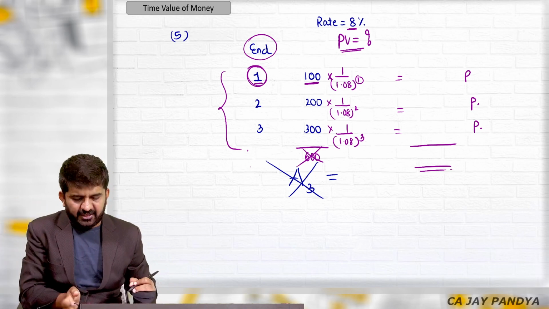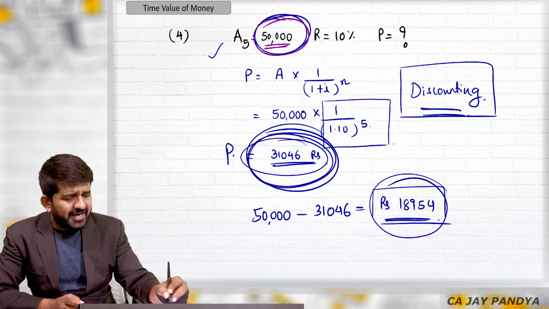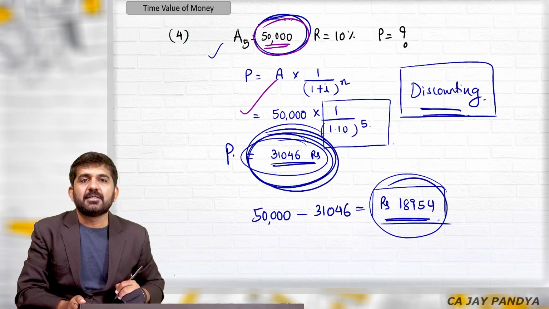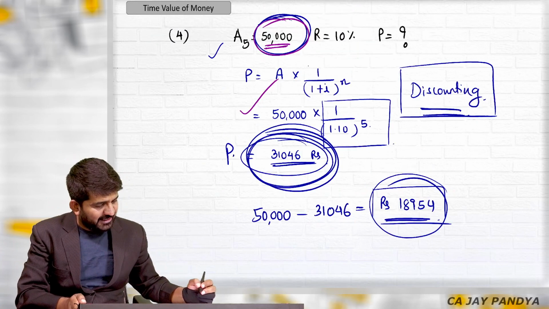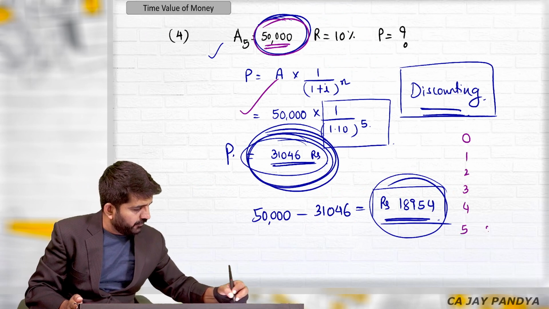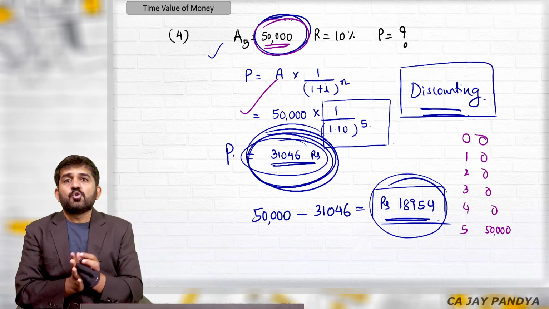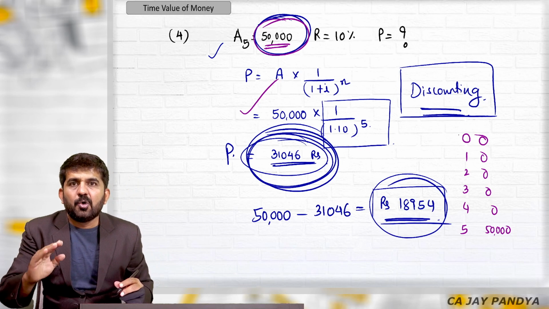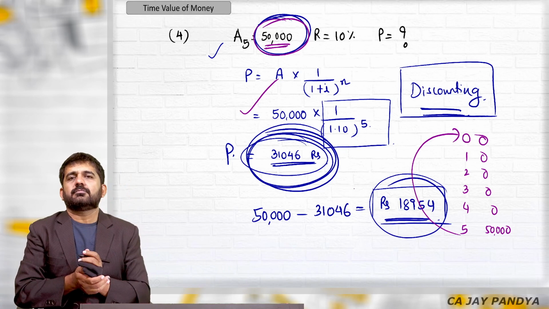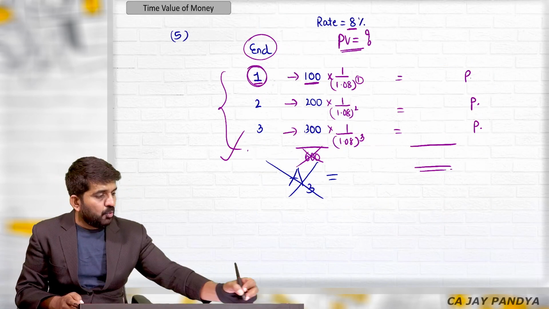100, 200 and 300. Sir, then what was this? See what this is. Many of the students are having this confusion: when to use this and when to use this. Here the question is something like this. 0, 1, 2, 3, 4, 5. 50,000. There's a 0, 0, 0, 0, 0. There is no value in 0, 1, 2, 3, 4 here. Only there is a value at the end of fifth year and you want to find out present value. Here, there are figures every year and you want to find out present value.